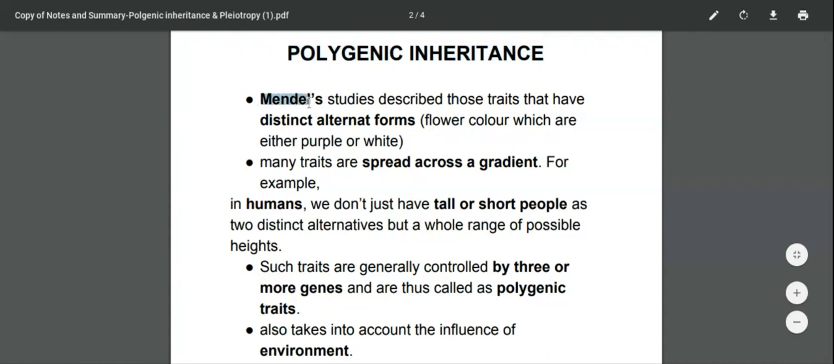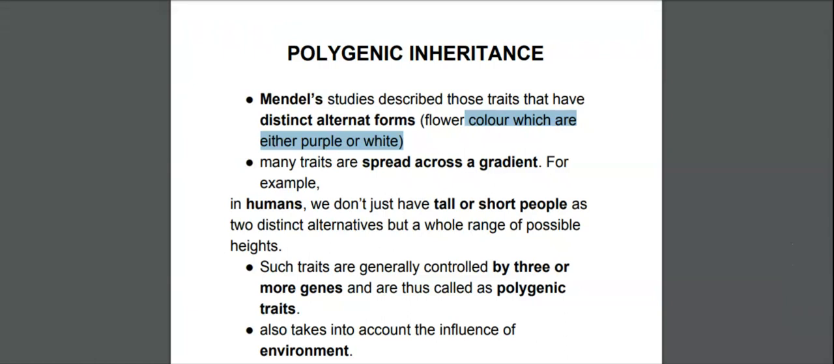Now, if you remember, Mendel chose plants that had two distinct alternate forms of a trait. For example, if he chose a pea plant for his experiments, the pea plant would have flower color either white or purple. Or if he chose to study the trait of height, then the pea plant would either be tall or dwarf. But in nature, many traits don't just exhibit two alternate forms but are spread across a gradient.